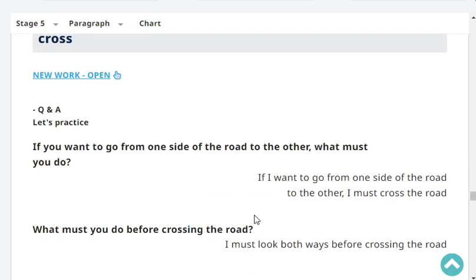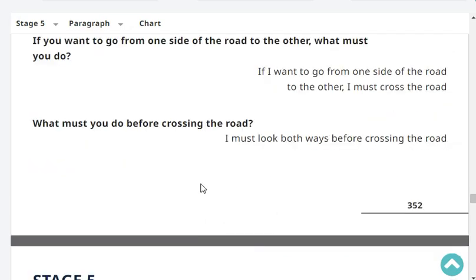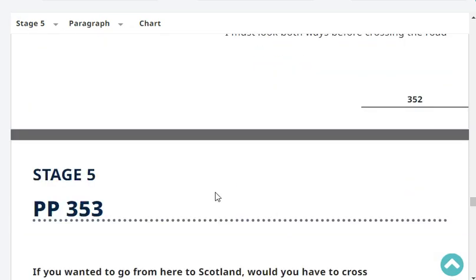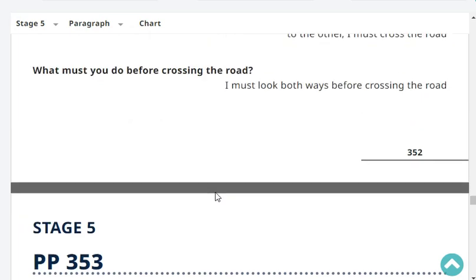If you want to go from one side of the road to the other, what must you do? If I want to go from one side of the road to the other, I must cross the road. What must you do before crossing the road? I must look both ways before crossing the road.